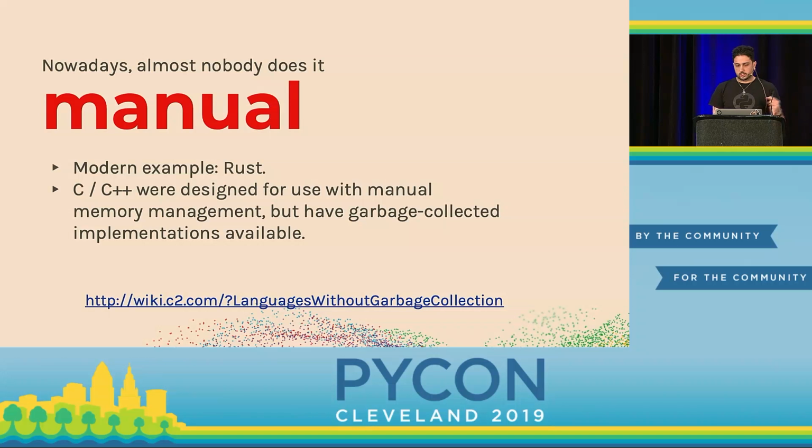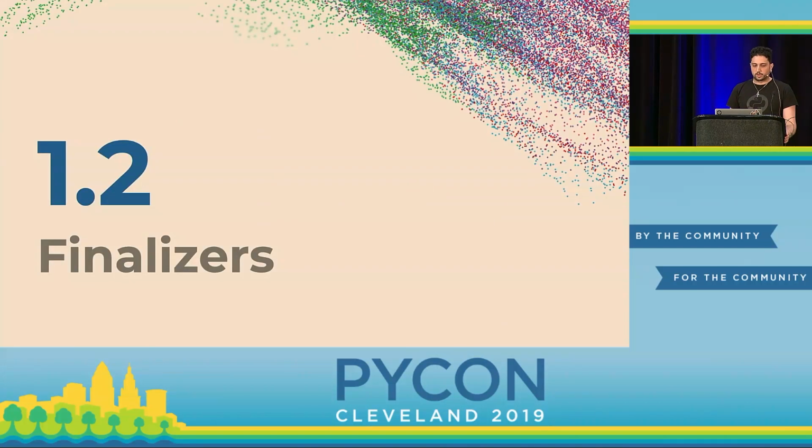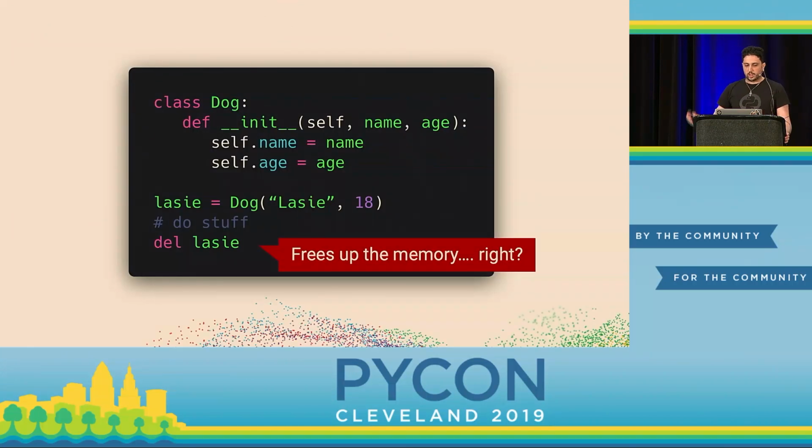Okay, so let's also walk through some pieces that we're going to need to understand the algorithm and the different phases that it went through. The first thing that we need to talk about is finalizers. Imagine that we have a class, in this case, this class Dog, and then we create one of these dogs, and then we delete the dog. And then we assume that this frees our memory.